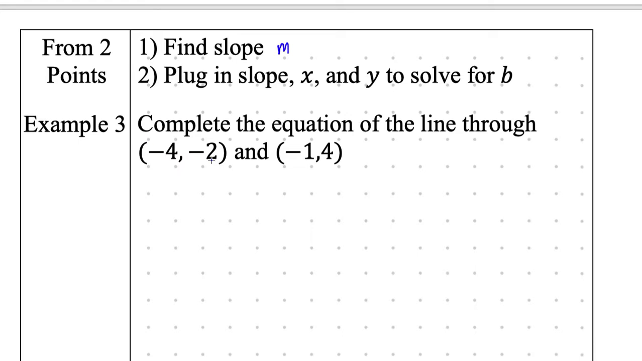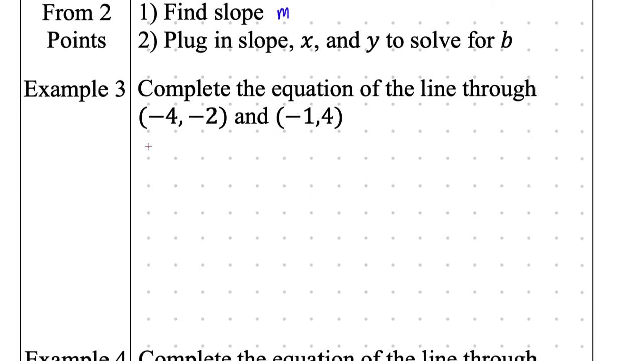For example number 3, I'm using the slope equation where I do y2 minus y1, all divided by x2 minus x1. When I do that, I'm taking the y-coordinate of the second point, that's going to be 4, minus the y-coordinate of the first point, which is -2. Notice I will have a double negative in this case, 4 minus -2.